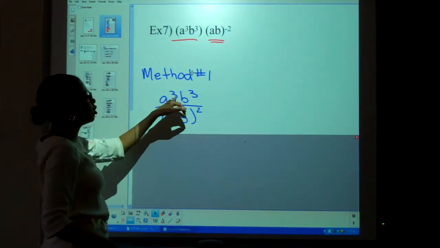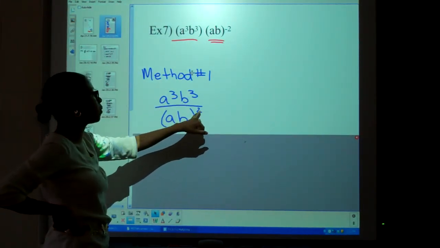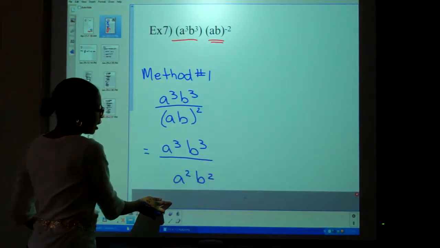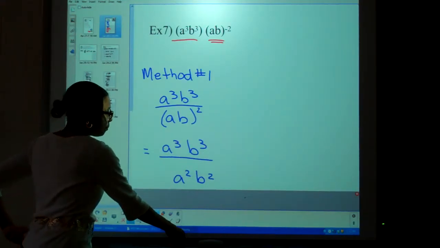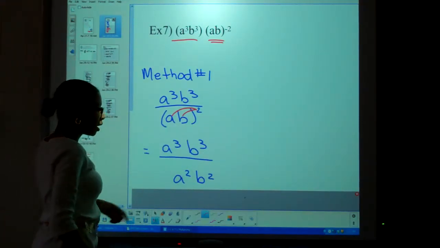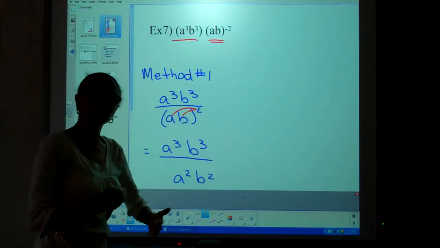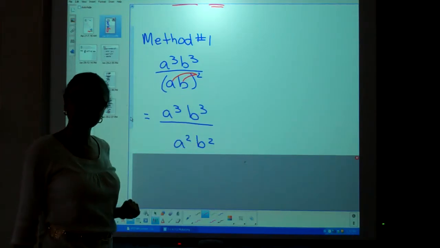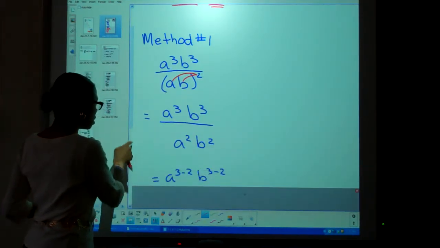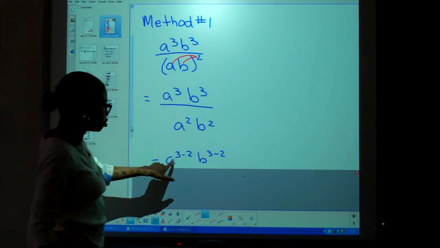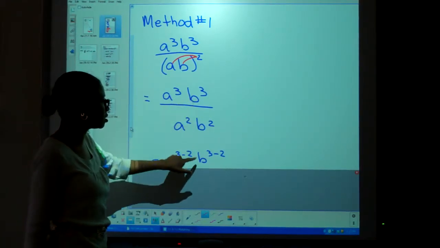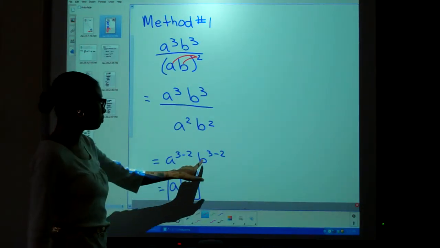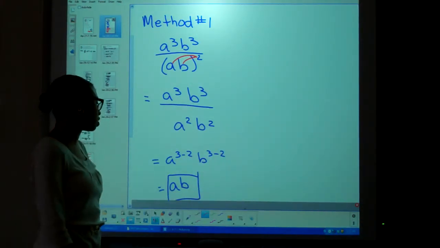And I set it up as a cubed b cubed, divided by ab raised to the second power. And then I'm going to distribute this 2 in there. And I get a cubed b cubed over a squared b squared. Then it's old school, what we've been doing before. When you are dividing the same base, you subtract their exponents. So you should have a raised to the 3 minus 2, and b to the 3 minus 2, which is ab. 3 minus 2 is 1, and 3 minus 2 is 1 as well.